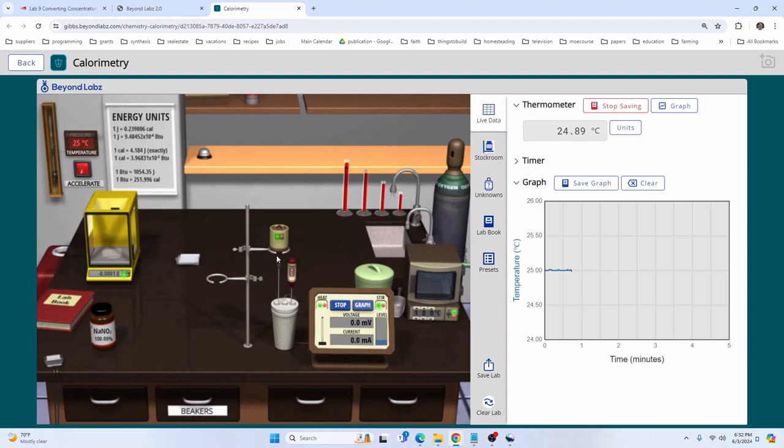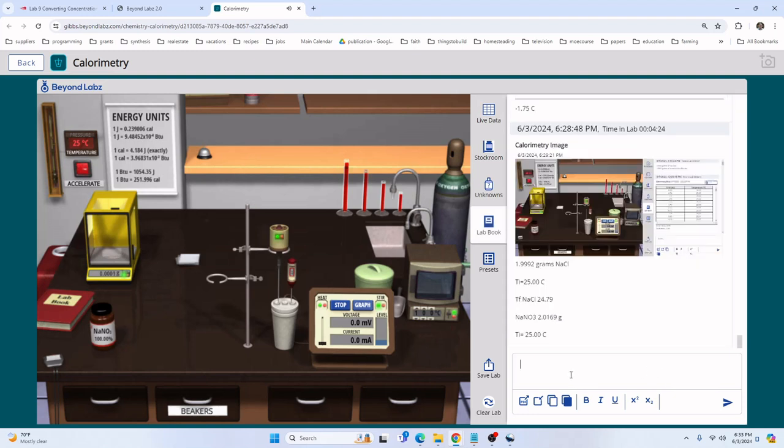Notice that it's stirring, and so we get an even distribution. Again, we see a decrease in the temperature. We'll click accelerate and wait till it levels off. We should continue to record for about 30 seconds, but we're on accelerate, so that's fine. 23.96. Let's record that in our lab notebook.